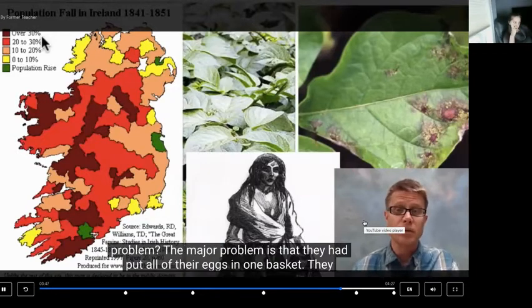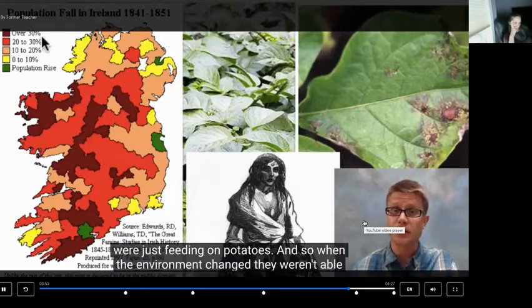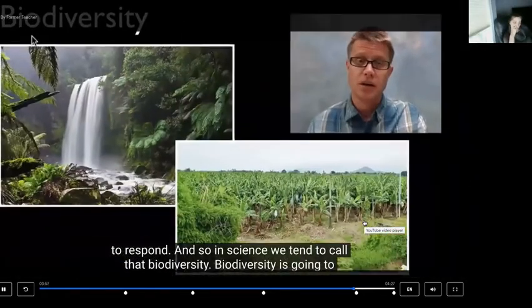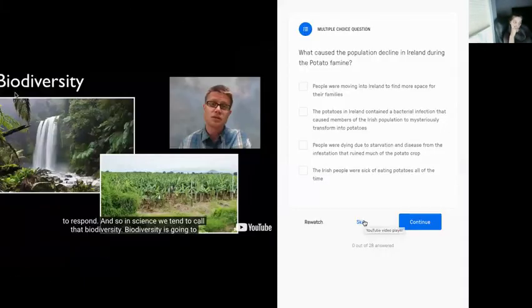And so what was the problem? The major problem is that they had put all of their eggs in one basket. They were just feeding on potatoes. And so when the environment changed, they weren't able to respond. And so in science, what caused the population decline in Ireland during the potato famine?